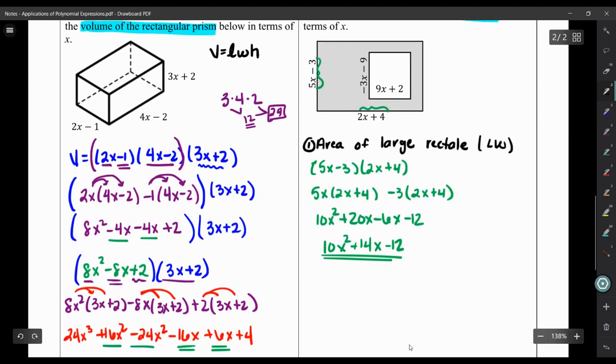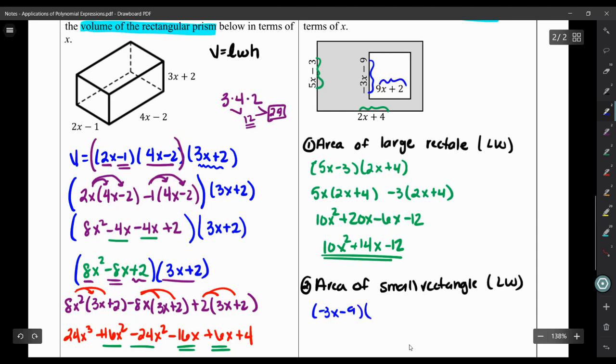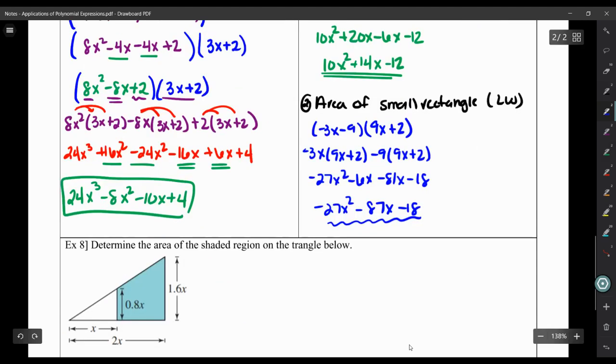Now, step 2 is we need to find the area of the small rectangle, the unshaded piece, because that's what we're going to subtract out. And again, it's still length times width. So for the area of the small, it's going to be negative 3x plus 9 minus 9 times 9x plus 2. So again, pause the video, see if you can find the area of the small rectangle. And here's the area of the smaller rectangle.